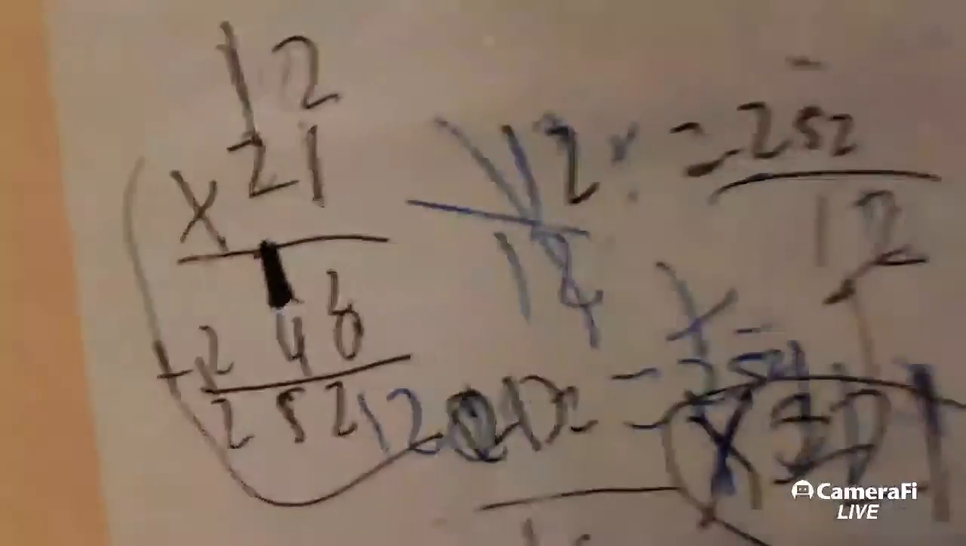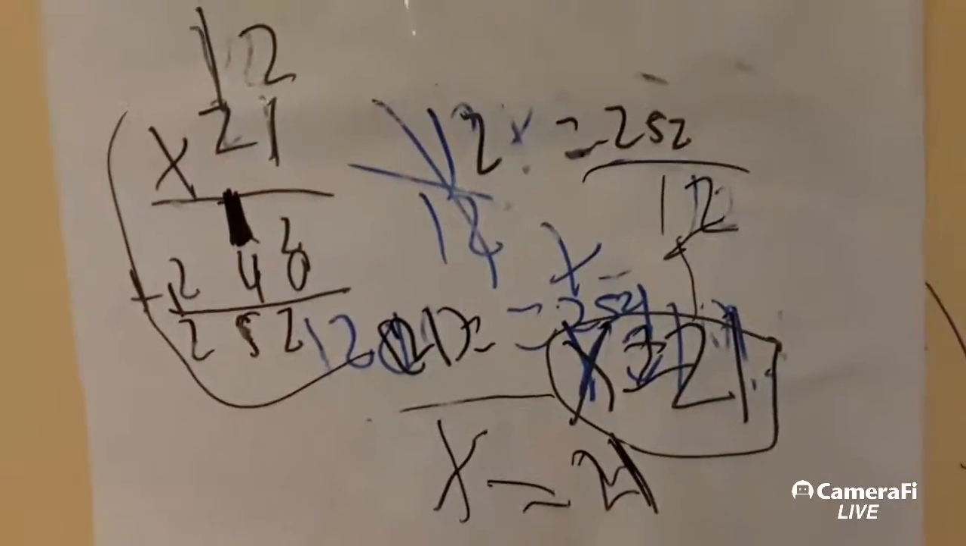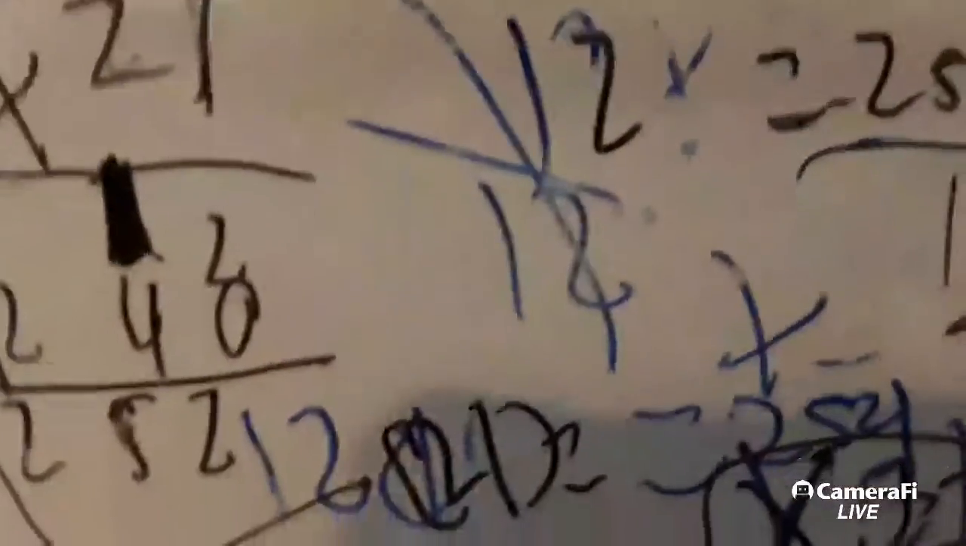So you couldn't see, well now you can. 12x equals 252. So if I divide by 12, this cancels out. Divide this by 12, and you get 21, so x equals 21. Then we multiplied it by 12, 12 times 21 equals 252, and we checked it right here, multiplying them. So we're right.